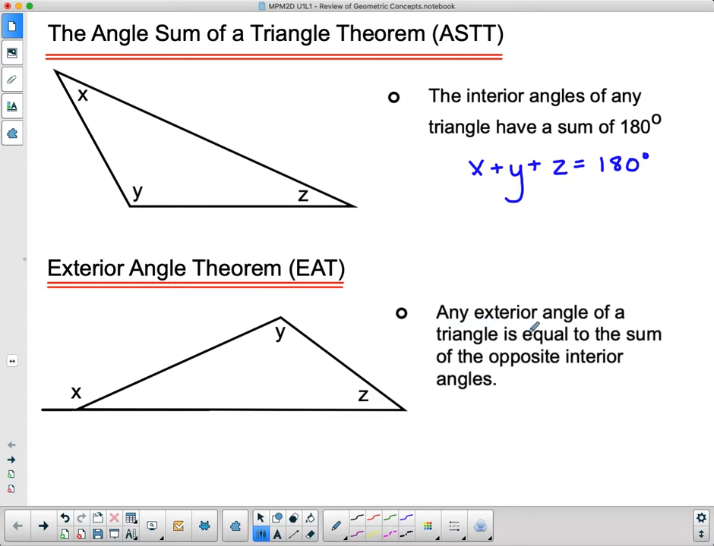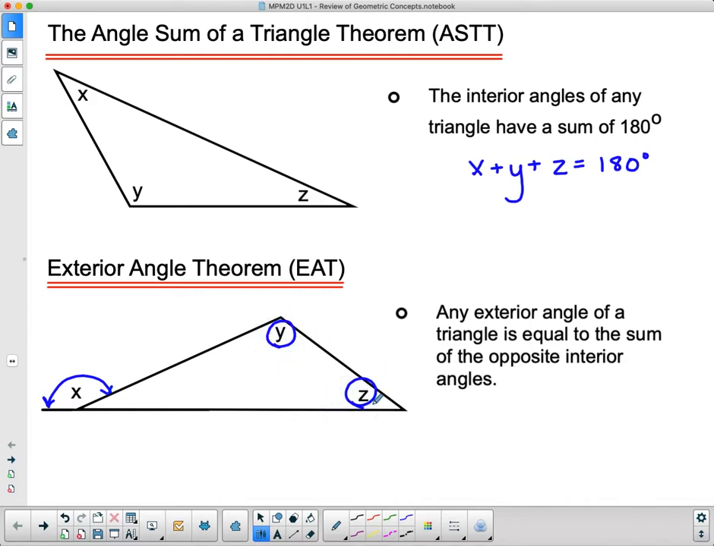This says that any exterior angle of a triangle is equal to the sum of the opposite interior angles. So what does that mean? Well, an exterior angle occurs if you extend the side of the triangle. So we extend this side, and then this angle outside is exterior, and it will equal this and this added together.